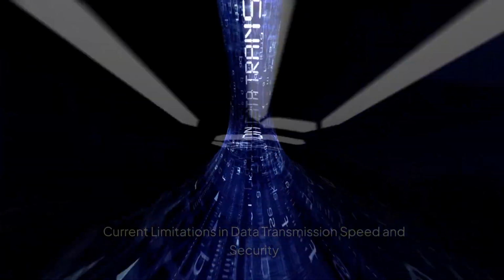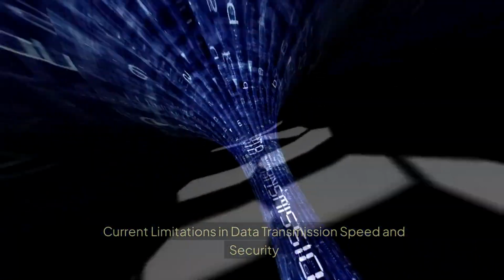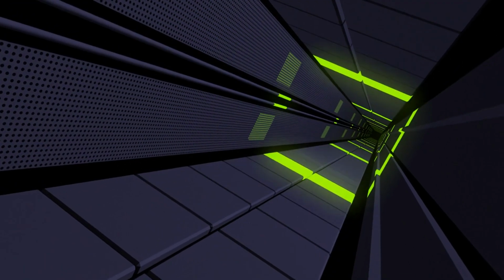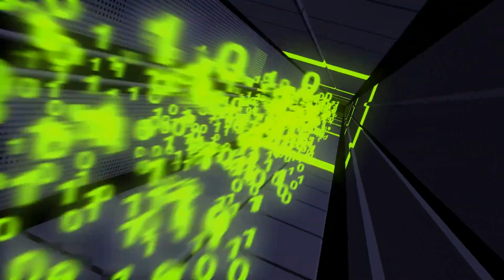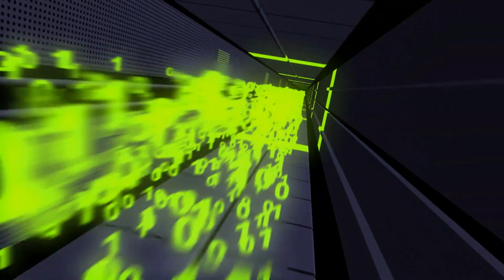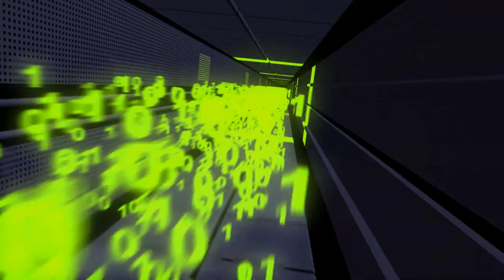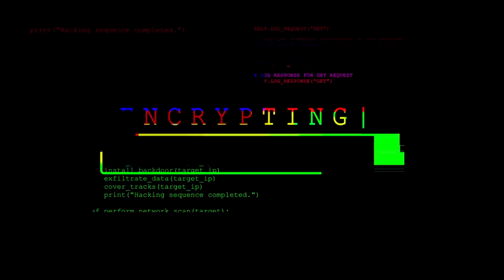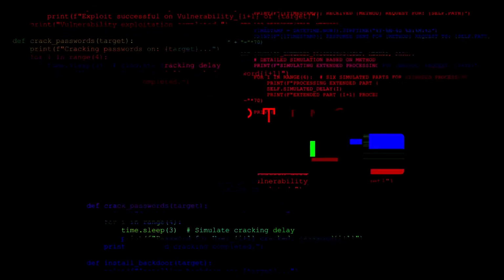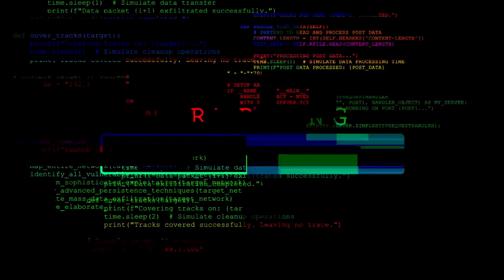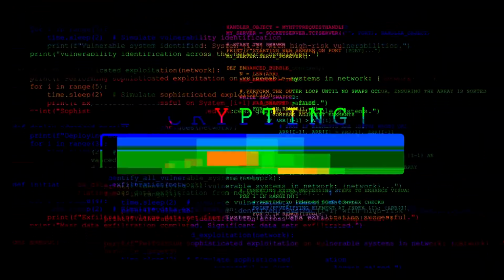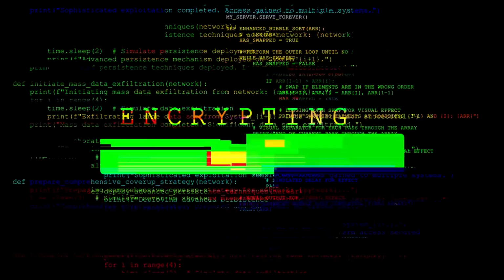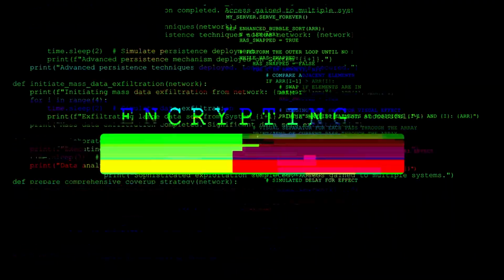Current limitations in data transmission: speed and security. Data transmission bottlenecks, where network links or nodes cannot handle the data volume, are a significant issue. These bottlenecks cause network congestion, leading to slower data transfer speeds and increased latency. The threat of cybersecurity breaches is also escalating. As more sensitive information traverses the internet, hackers are inventing new tactics to exploit encryption vulnerabilities and network security protocols.